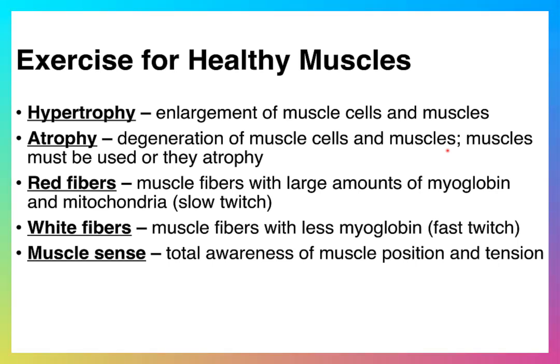Muscle sense. Muscle sense is a total awareness of muscle position and tension that a person has. And this is why we can tell where our body is in space, where our arm or our leg is in space, and how flexed that muscle is.